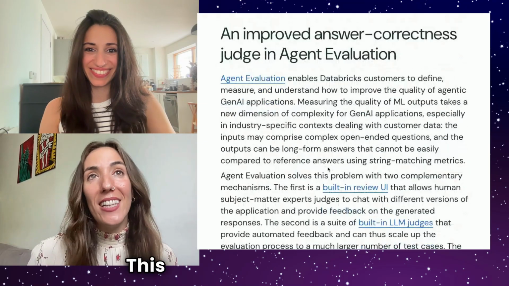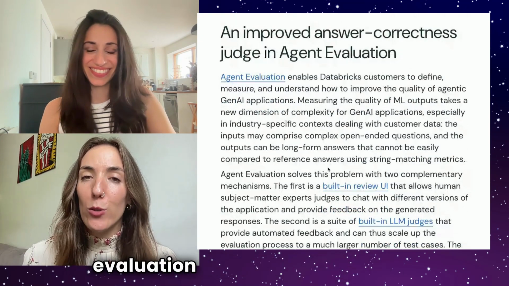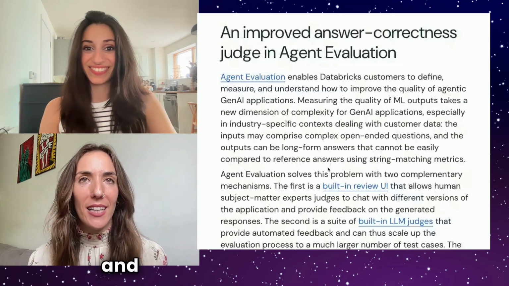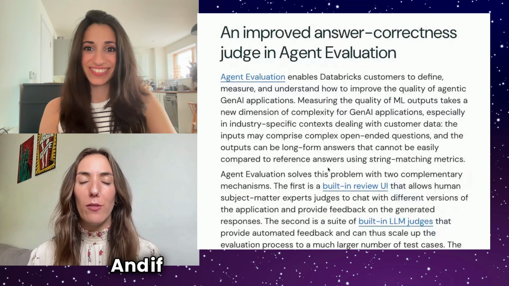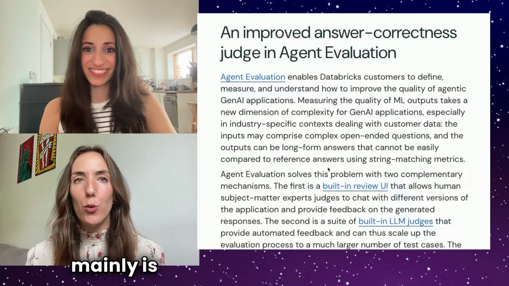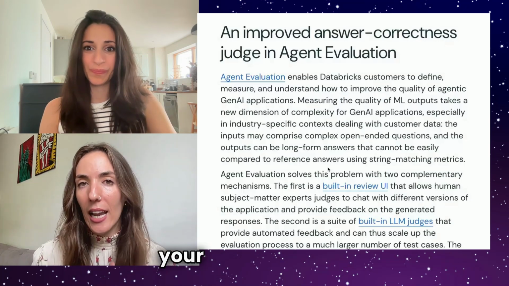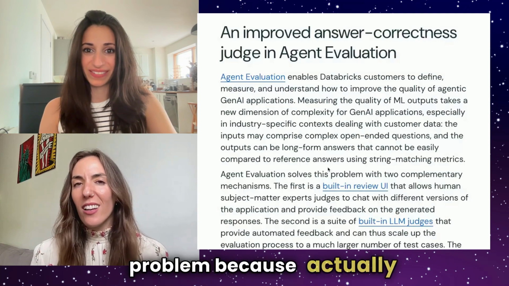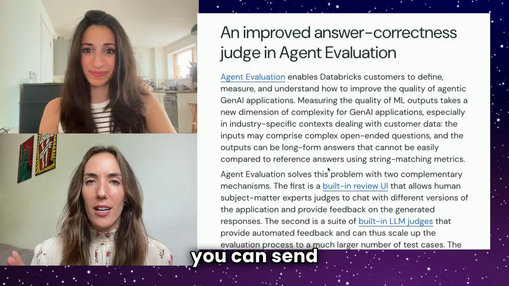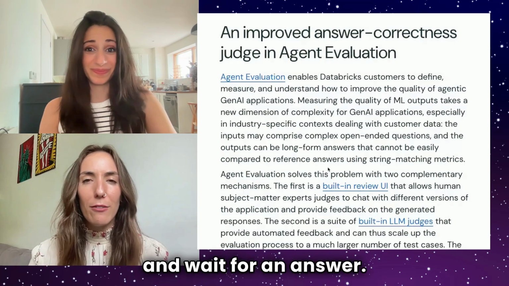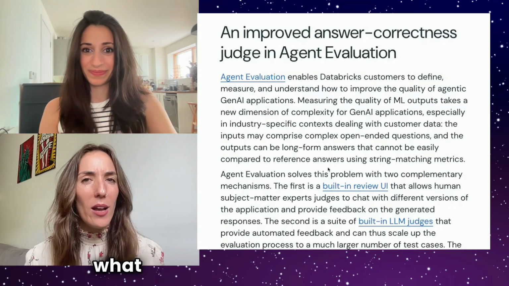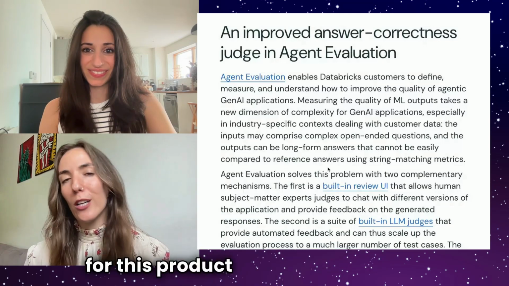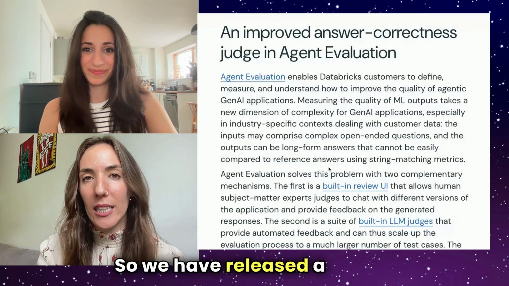This blog revisits the agent evaluation framework, which was announced last June at the Data and AI Summit in San Francisco. If you've never heard of it, it is mainly our way to help you evaluate your Gen AI and LLM applications. We know this is a complex problem because in these applications, you can send anything you have in mind and wait for an answer. So it's really difficult to know what exactly you should evaluate and when your evaluation is enough for this product to go to production. So we have released a couple of features here that can help you.